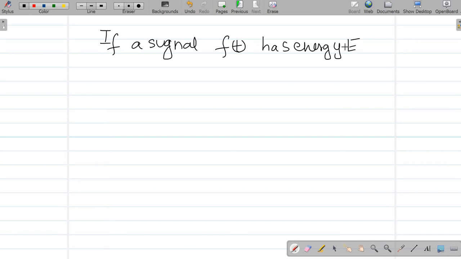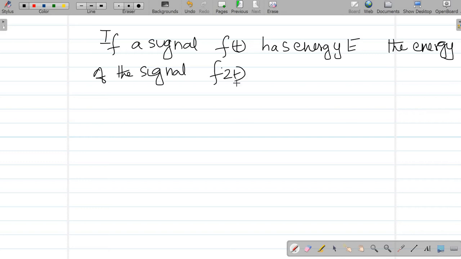Next, let us take another example. If a signal f of t has energy E, the energy of the signal f of 2t is equal to what? So we have to find out the answer for this.